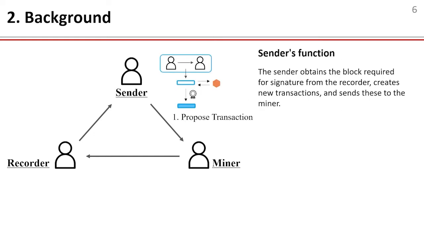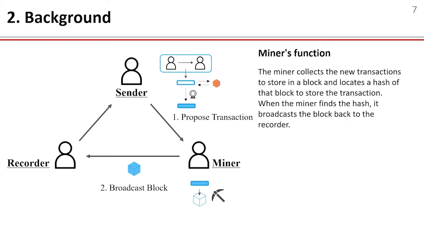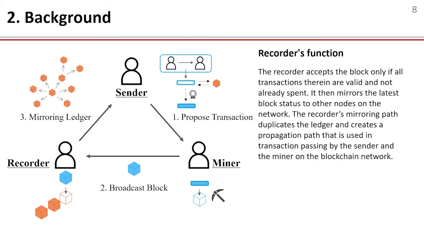Here is a description of the function of each law. The sender obtains the block required for signature from the recorder, creates a new transaction, and sends this to the miner. The miner collects the new transactions to store in a block, and locates a hash of that block to store the transaction. When the miner finds the hash, it broadcasts the block back to the recorder. The recorder accepts the block only if all transactions therein are valid and not already spent. It then mirrors the latest block status to other nodes on the network.